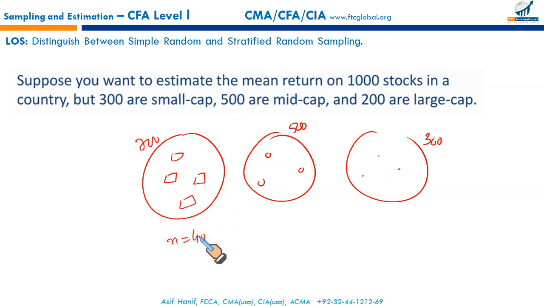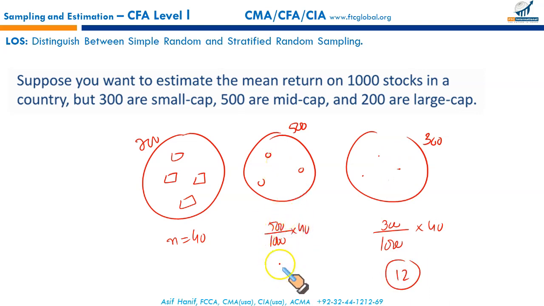Now, how many should we select from this stratum? How many from this? How many from this? Let me show you. We need to select 40 in total, and there are 1000 in total, remember. So it's going to be 300 upon 1000 multiplied by the sample size 40. When you simplify, it means you should select 12 from this population. Then 500 upon 1000 multiplied by 40.